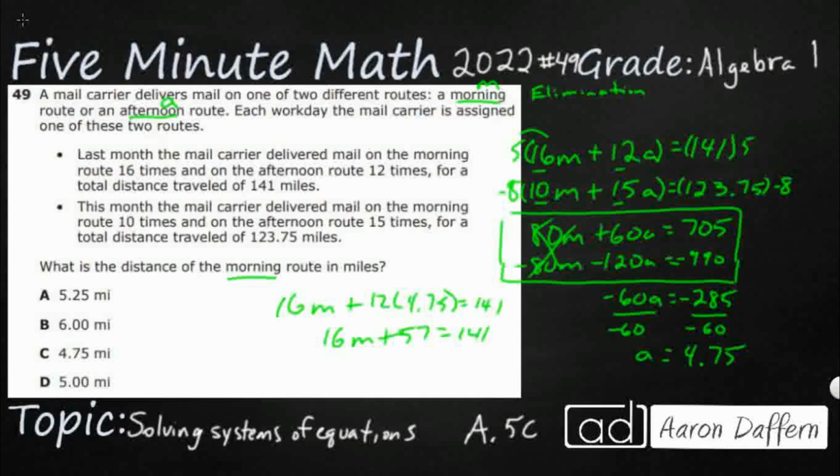So let's subtract 57 from both sides, right? We're going to get 16M equals 84. Divide both sides by 16. And we get our M equals 5.25. And our answer is sitting right there, A, 5.25 or 5 and 2,500 miles.